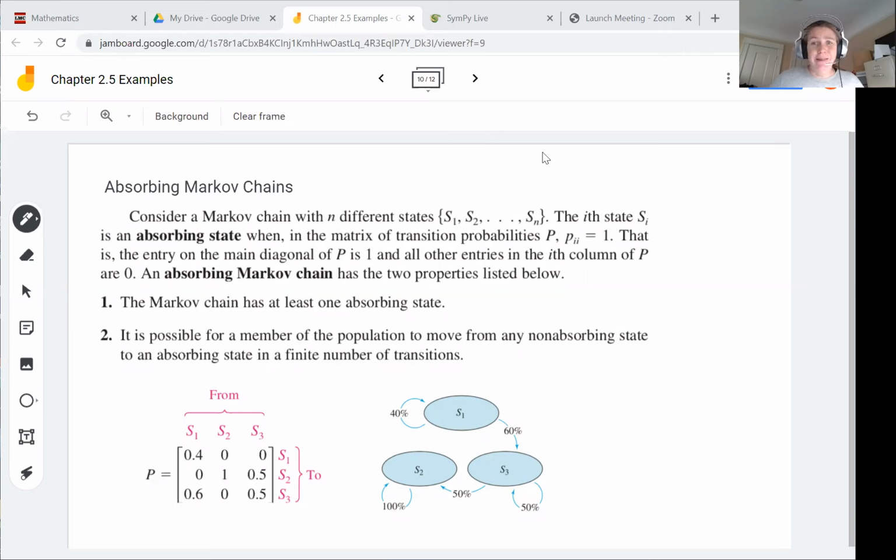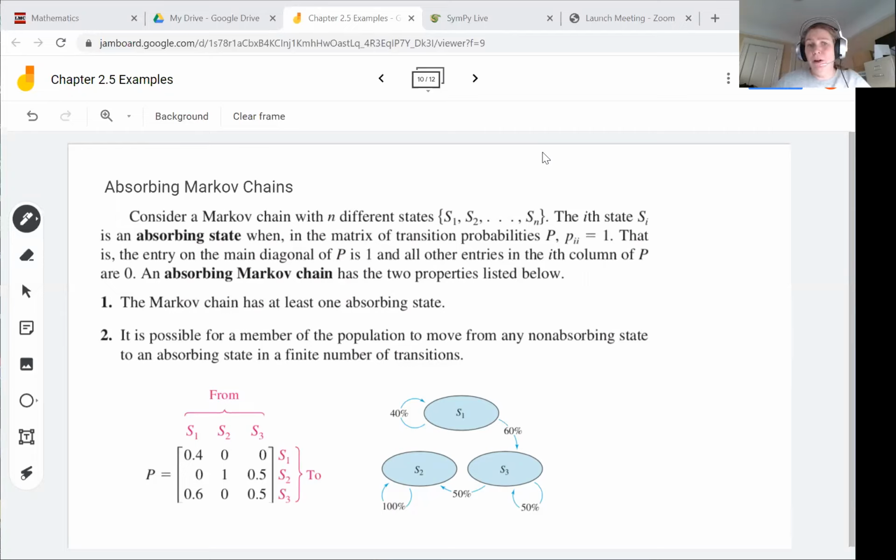The ith state, Si, is an absorbing state when, in the matrix of transition probabilities, also known as our stochastic matrix or a Markov matrix, one of the diagonal entries, Pii, is 1. That is, the entry on the main diagonal of P is 1, and all the other entries in that column are 0, right? Because to be a stochastic matrix, the columns all need to sum to 1.